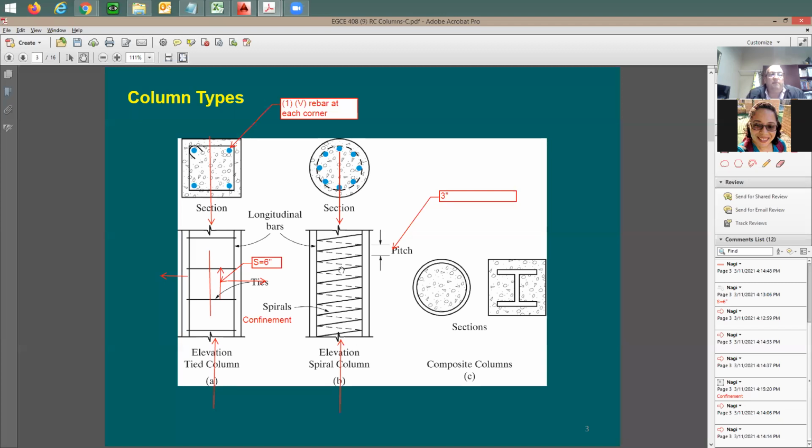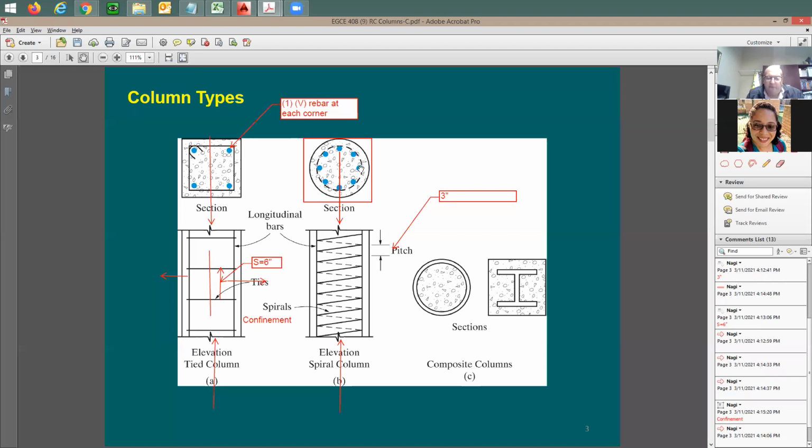Now, spiral columns: you can have them in round columns, and also in square columns. From time to time, you're going to see a square column like this, where the reinforcing is right in the middle, and then you're going to have a spiral like this. In a case like this, you're still going to design it as a spiral column.